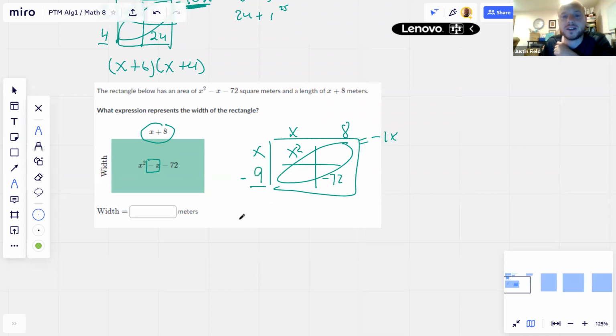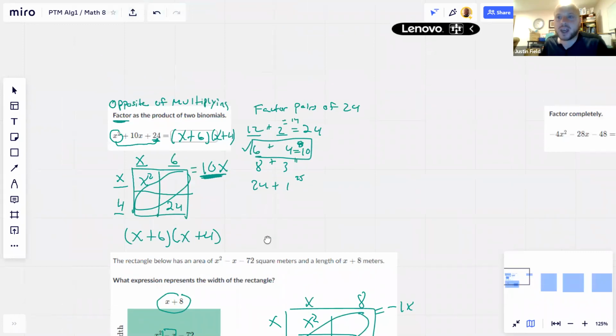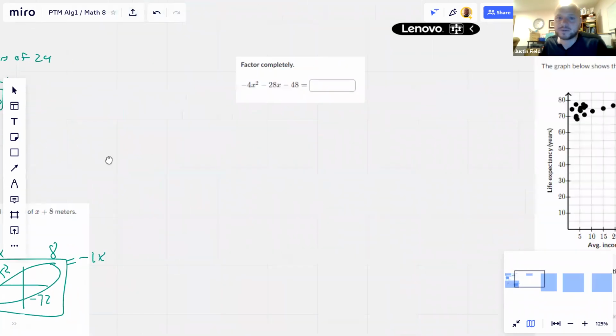9 times 8 is 72, and negative 9 times 8 is negative 72, and that is the width, x minus 9. Don't be fazed by that one, because it's a little bit easier than something like this. And of course, post in the organizer.